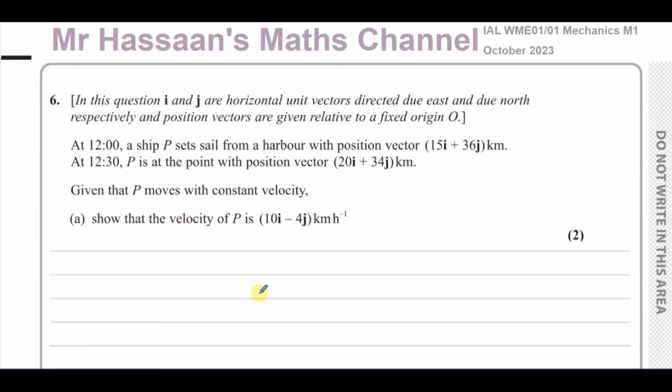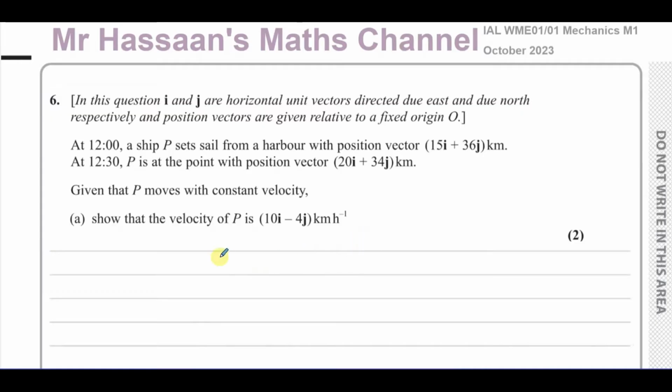It says at 12 o'clock, a ship P set sail from a harbor with position vector 15I plus 36J kilometers. At 12:30, P is at the point with position vector 20I plus 34J kilometers. Given that P moves with a constant velocity, show that the velocity of P is 10I minus 4J kilometers per hour.